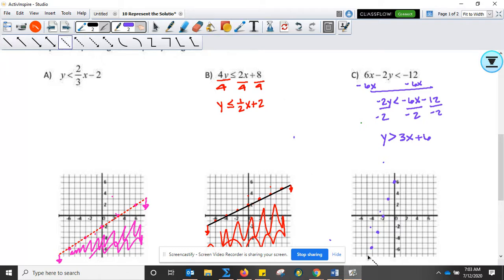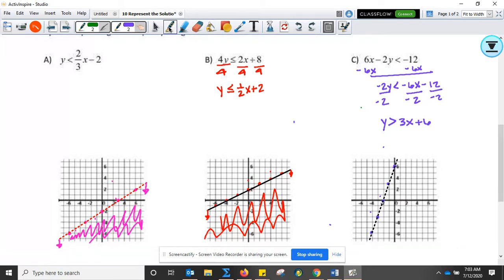So I'm going to create my line right here. And this says greater than. So as I'm doing this, greater than is going to be up here. So this is what's greater than. It's everything in that shaded area.